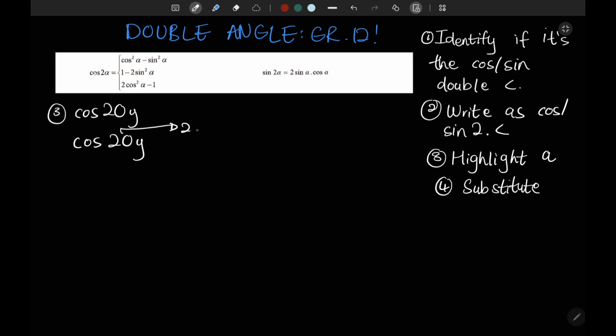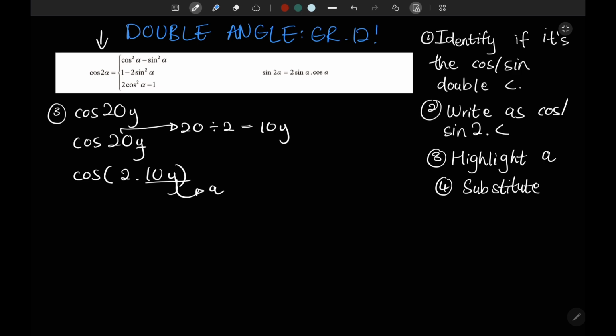2y, let's say 20 divided by 2, which is 10. But we have a y here, so write that variable there. So we write this as cos 2 times 10y. Okay, cos 2 times 10y is the same thing as cos 2 alpha. You guys can see that, right? Let's move to step 3, highlight your alpha. You have cos 2 times 10y, which means 10y is your alpha.